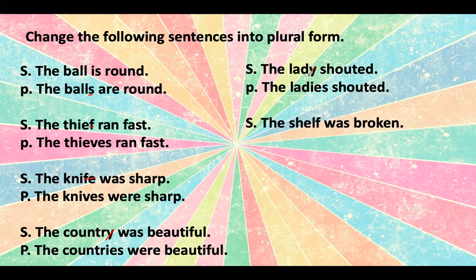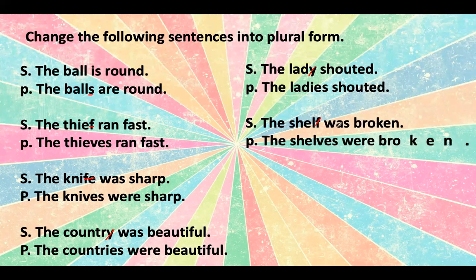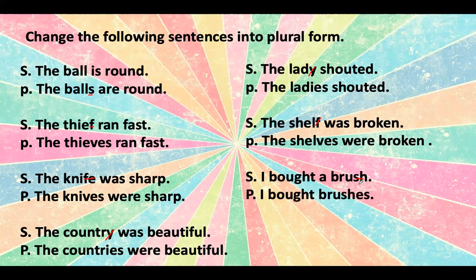Now then we have the shelf was broken. We'll change F into VES and was into were. The shelves were broken. Now, I bought a brush. Now, here we have SH. So, what we'll put in the end? ES. I bought brushes. Now, we haven't written A here because A is used for a singular noun.